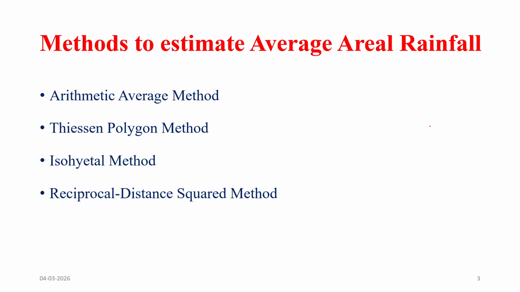There are various methods to estimate average areal rainfall. In this lecture, we will understand four methods, namely the arithmetic average method, Thiessen polygon method, isohyetal method, and reciprocal distance squared method, to estimate the average areal rainfall or precipitation.